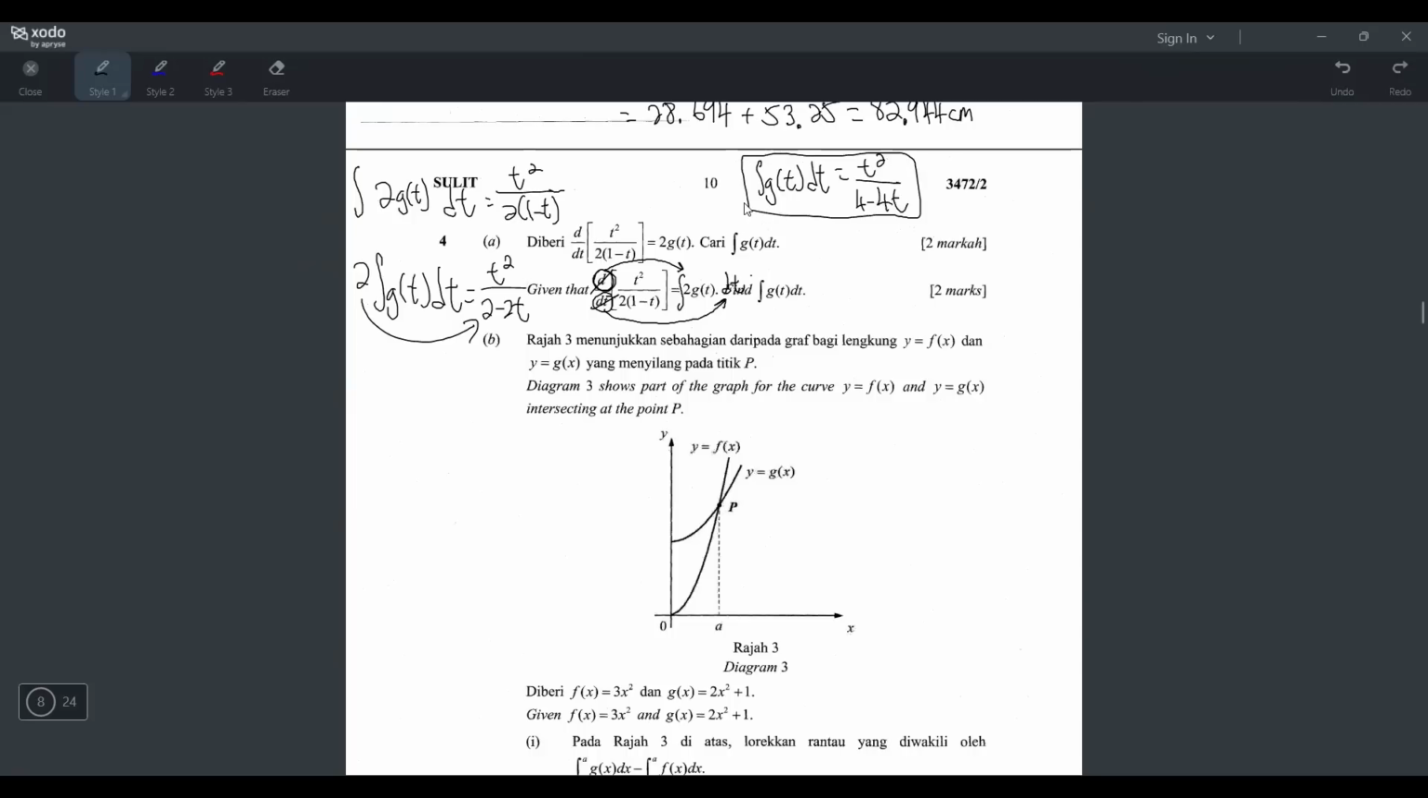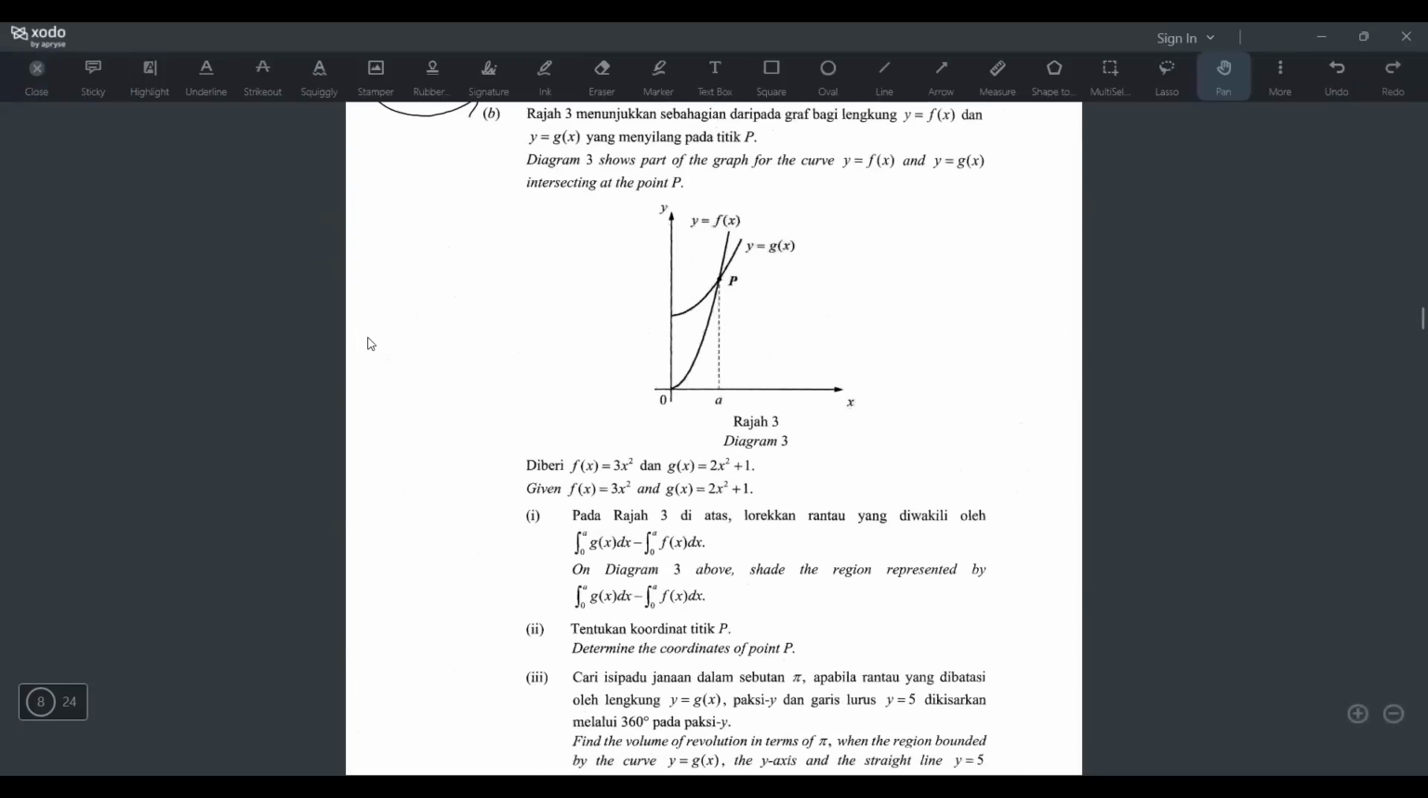Okay, so finished? Okay, let's continue. Question B. They say diagram 3 shows part of the graph of the curves y equals fx and y equals gx intersecting at point P. Okay, I see it. y equals fx, y equals gx. They both intersect at point P. But the point P coordinate, we don't know. The x coordinate, they just put A there. So I know the x coordinate is A, but the y coordinate, I don't know, so I just put a question mark.